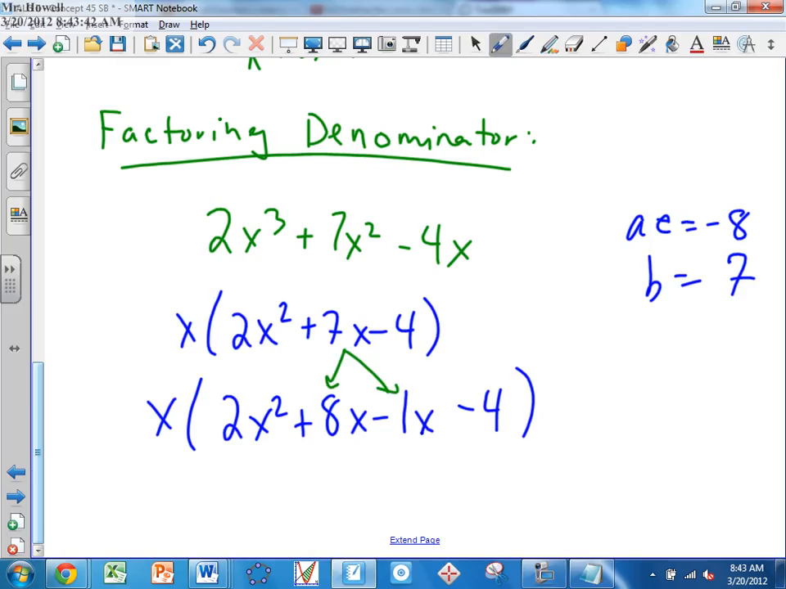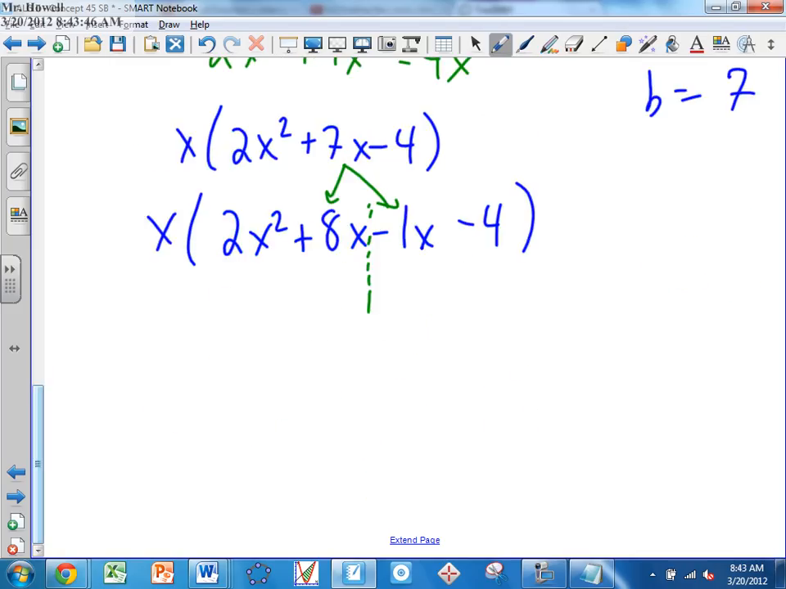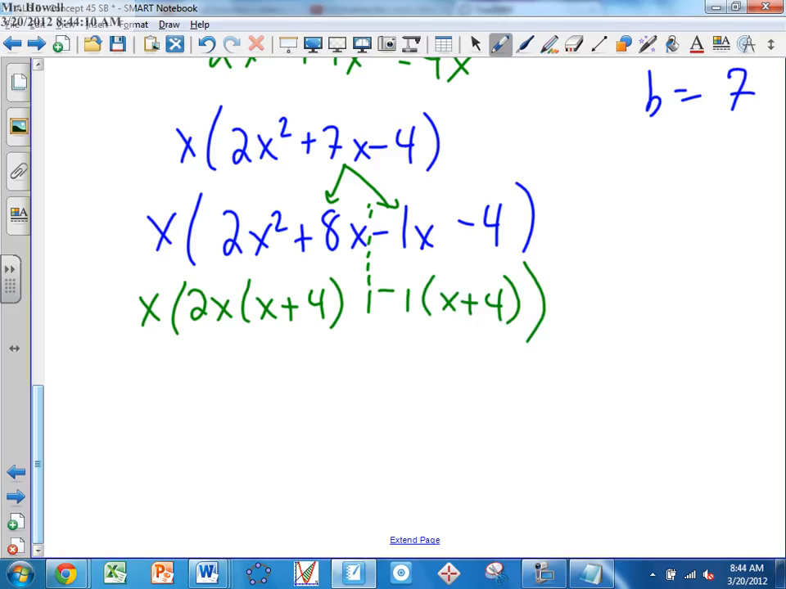Then I put my dashed line here. It's like a mental dashed line. You don't have to actually do it. I know this is an x here. What comes out of the 2x squared plus 8x? 2x. And I'm left with x plus 4. Well, over here I have negative x minus 4. What should I factor out? Negative 1. I need a negative 1 out of here so that I still have x plus 4 here. Remember, I want the x plus 4 in both spots.